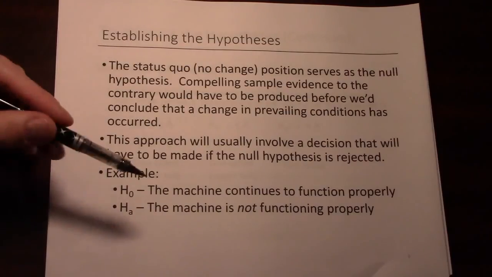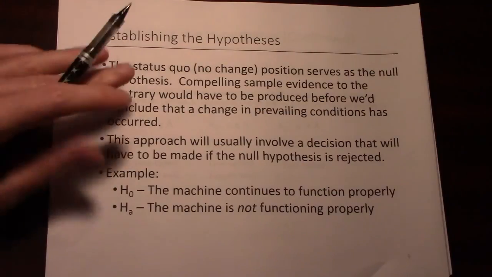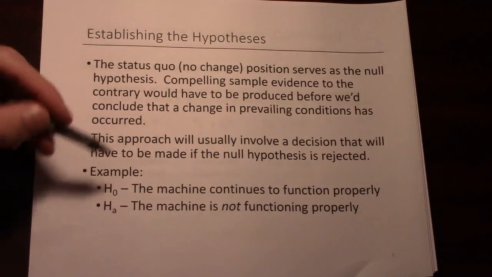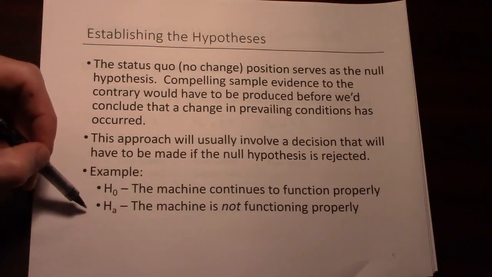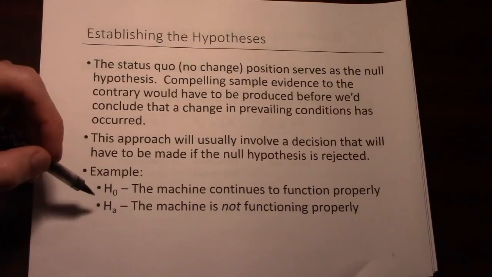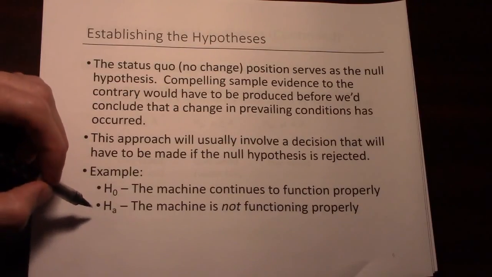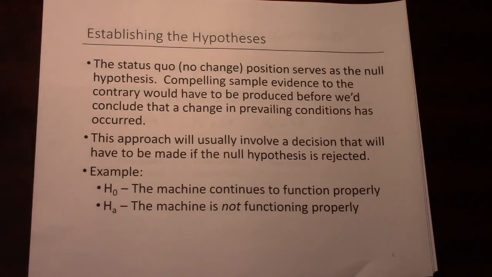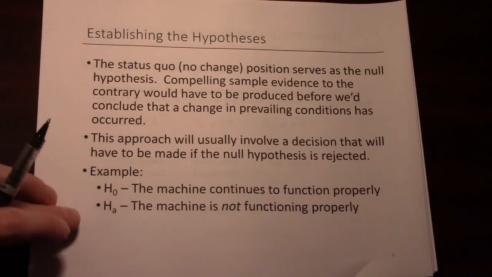For example, we might have a null hypothesis that a machine is functioning properly. Alternative, the machine is not functioning properly. So we're going to assume the machine is functioning properly. We're going to take some samples. If that comes out to be compelling evidence, overwhelming evidence, something that would be unlikely to happen under the assumption that the machine is functioning properly, then we're going to reject the null, accept the alternative.